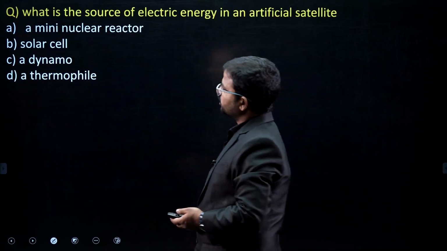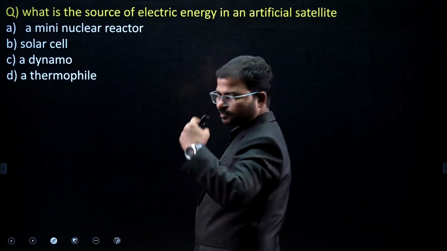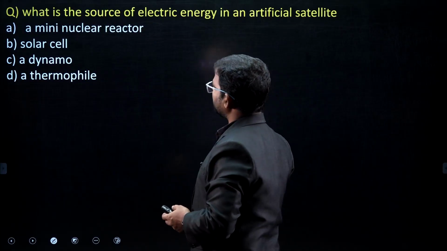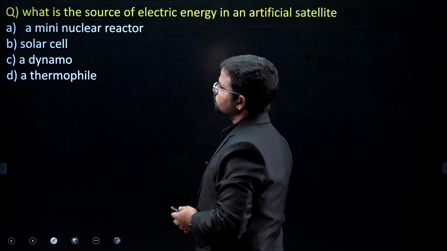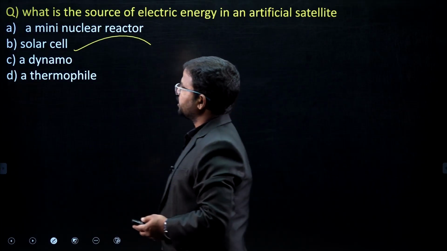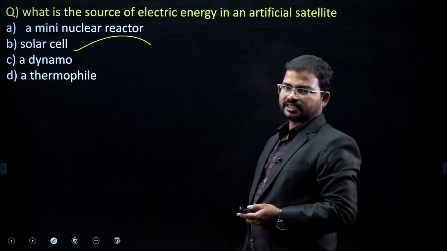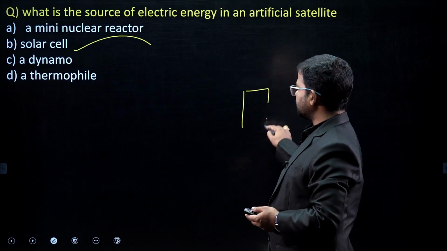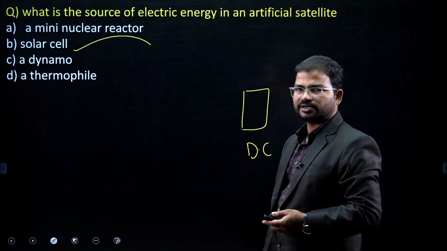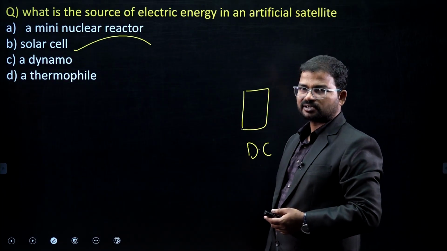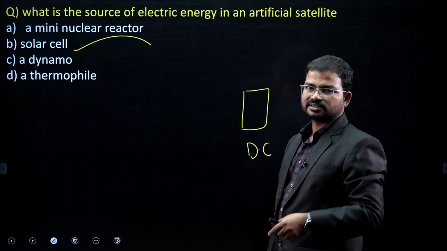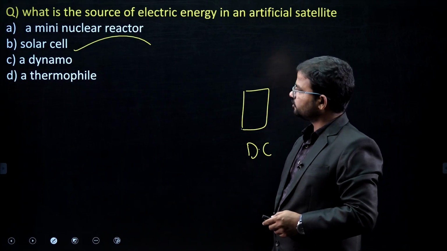Here a mini nuclear reactor is mostly not possible as of now. We don't have that much technology, especially to operate artificial satellites. What about solar cells? Yes, we have them. So this is one of the possibilities now. Option B is the right answer. If you are using solar panels, mostly we get DC current. DC current can be converted into AC current by using which device? If you know the answer, please comment in the comment section.